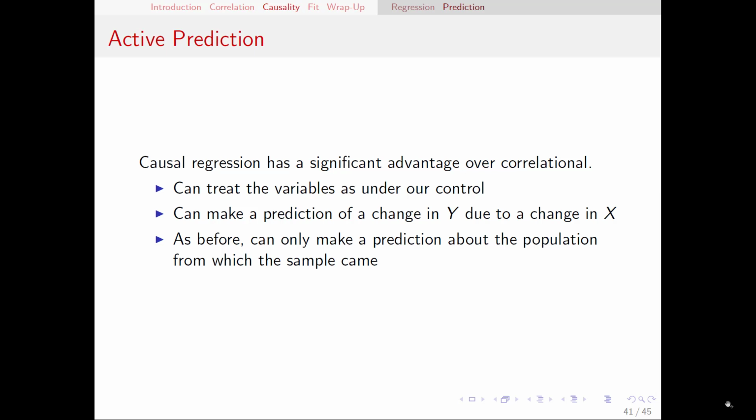The main thing is that we can make what we call active predictions. Once we've established causality, we can do something very powerful. We can say, if we were to change x, this is going to be our predicted change in y. We're no longer tied to just saying that these variables tend to go together. We can say that when x changes, this is what's going to happen to y. As before, we can, of course, not extrapolate to populations that we did not sample.